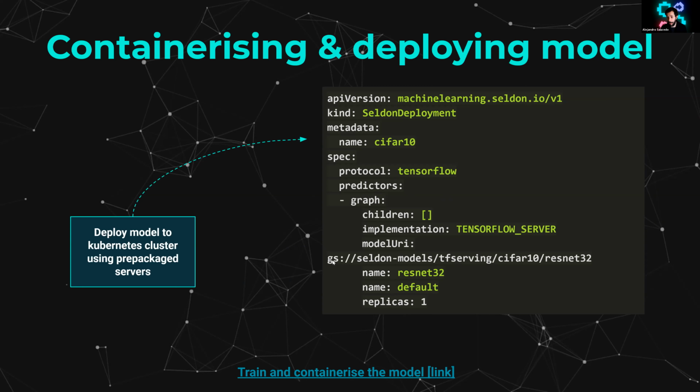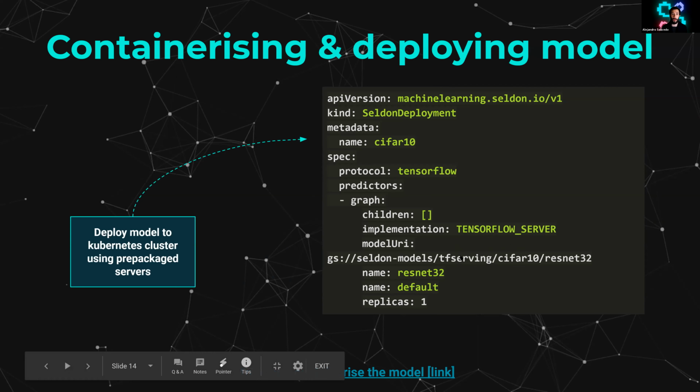What we have here is basically that model URI, which instead of just having that pickle locally, it would be on a Google bucket or an S3 bucket. And we can specify the implementation, which is the prepackaged server. In this case, basically, it would just load this artifact on TensorFlow serving and would expose it through the API.